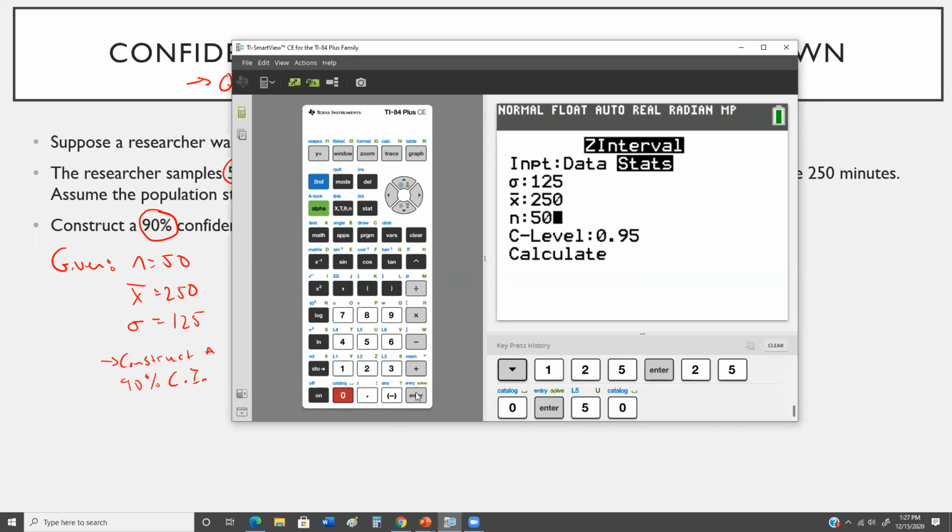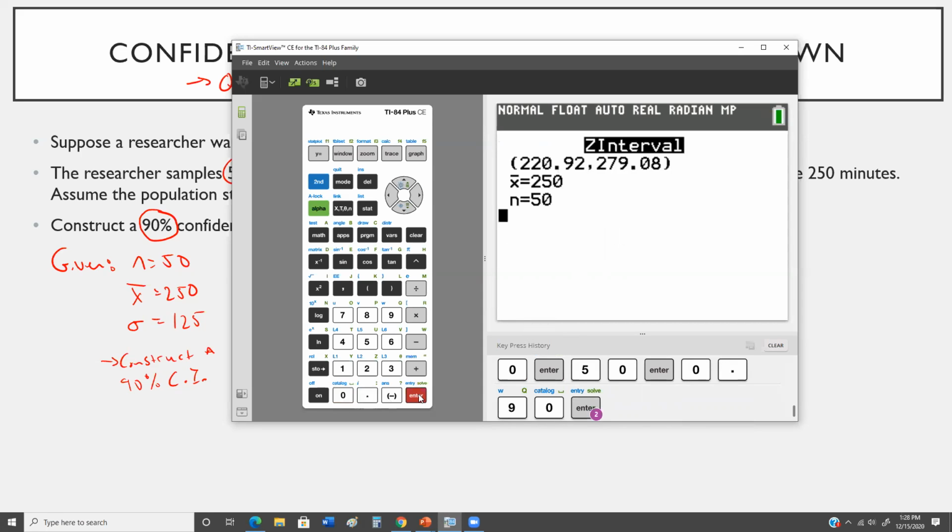Okay. Now here's where some people are going to make a little bit of a mistake. What do I have to change this confidence level to? Yep. You got to be careful. You have to change it to 0.90. It'll just mark it as 0.9 for you. But then you hit calculate. And you should see something like this.